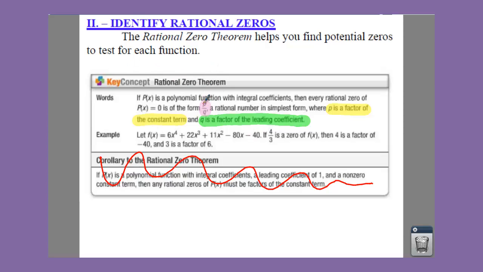If we're going to find possible zeros in the form of P over Q, P is your factor of the constant term. Your constant term is this number here at the end. Your Q is a factor of your leading coefficient, which would be here. If we had to do a P over Q for this example, we would have factors of 40 over factors of 6. We'll list those out in the next example. But that is where you find your Q here in the front, and P is actually in the back, so it doesn't go in alphabetical order.